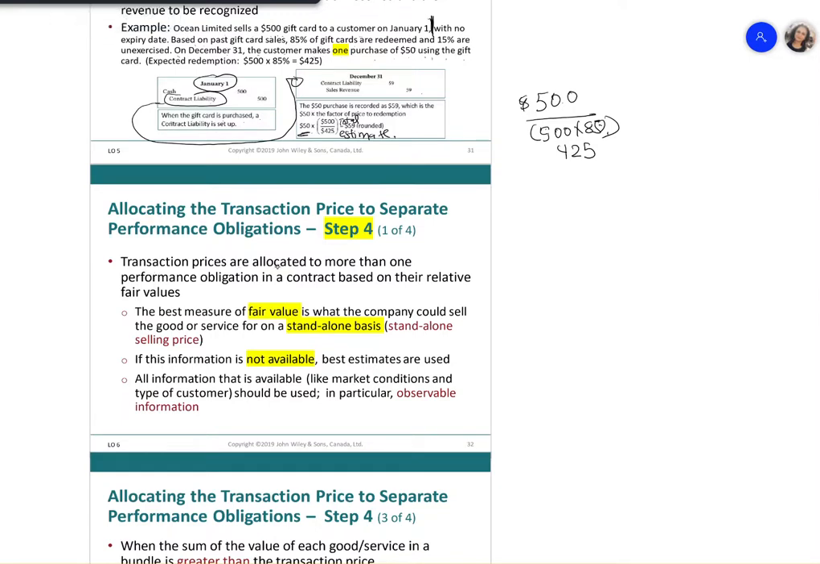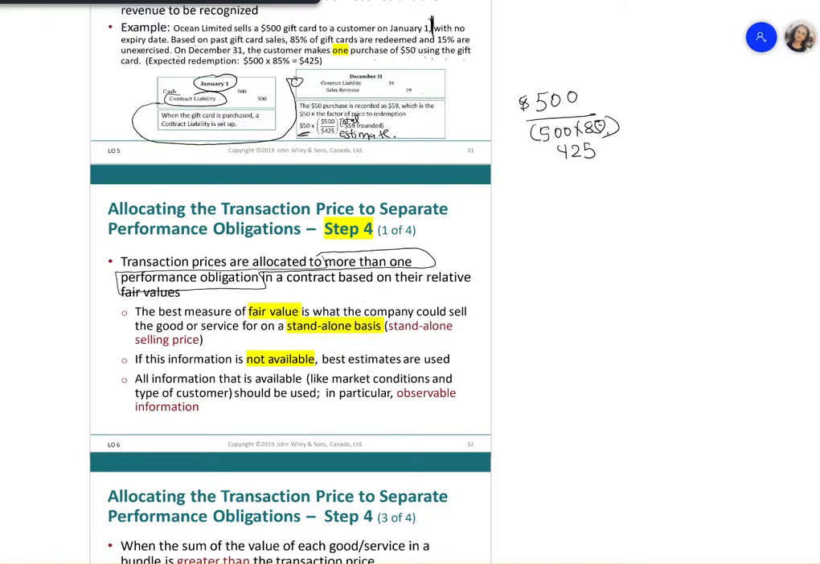Now, allocating the transaction price to separate performance obligations. The transaction price is allocated to more than one performance obligation in a contract based on relative fair value. If we have more than one performance obligation, what happens?